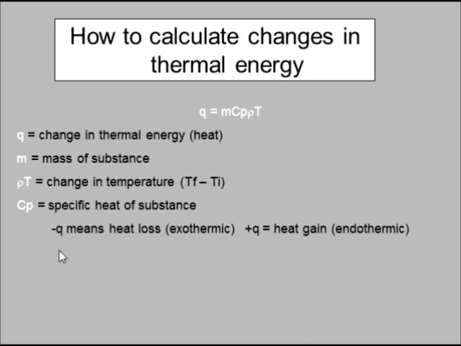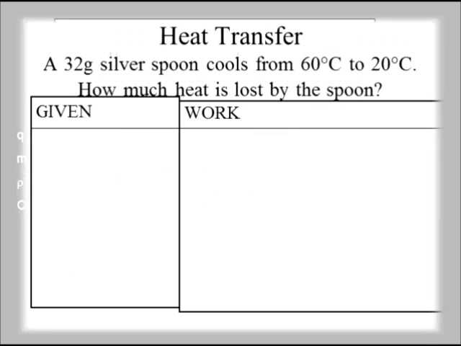If I see that it's a negative Q, well, that means that it's probably exothermic. Some of that energy has been lost. And if I see it's a positive Q, so my number ends up being positive, then I know that heat was gained. It was an endothermic reaction.